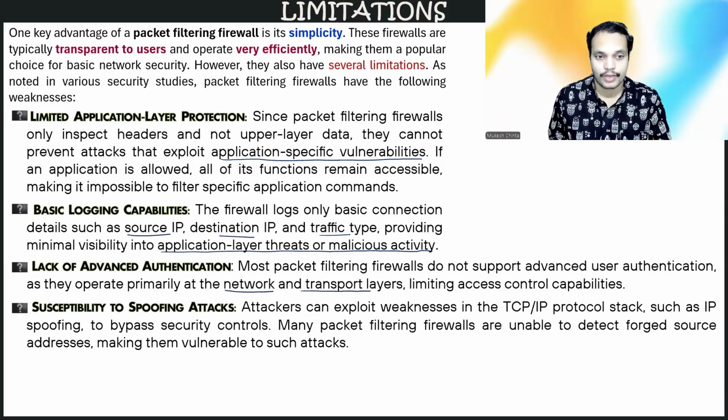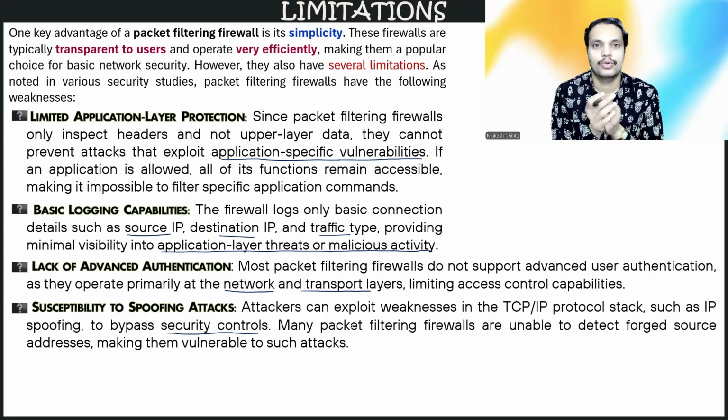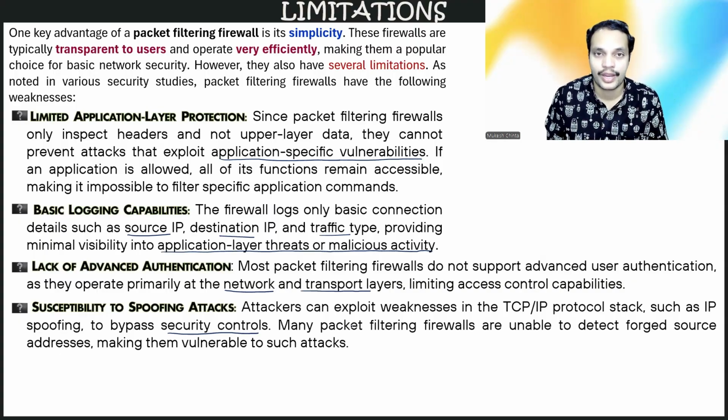The next limitation is susceptibility to spoofing attacks. I'll show you in the next slide what kind of attacks are possible on packet filtering firewalls. Attackers can exploit weaknesses in the TCP/IP protocol stack, such as IP spoofing, to bypass the security controls. Many packet filtering firewalls are unable to detect forged source addresses, making them vulnerable to such attacks. If I'm able to spoof my IP packet to make it look like it is coming from a different IP address than the original one, you can fool the packet filtering firewall. So it remains susceptible to spoofing attacks.